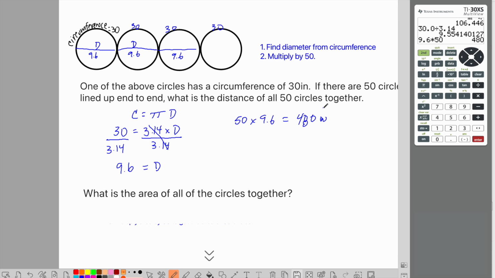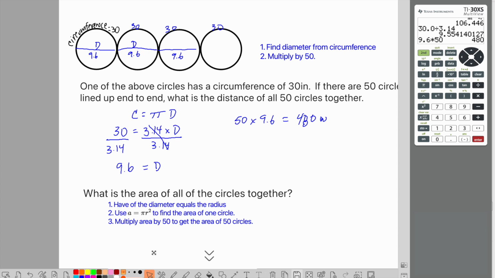What if we wanted to find the area of all of those circles together? So they give us a circumference. We ultimately need to find the area. This is the type of GED question I think comes up a lot. They love to give the area, ask for the circumference, or the opposite in this case, give you the circumference, ask for the area. So here's the steps for going about answering this one.